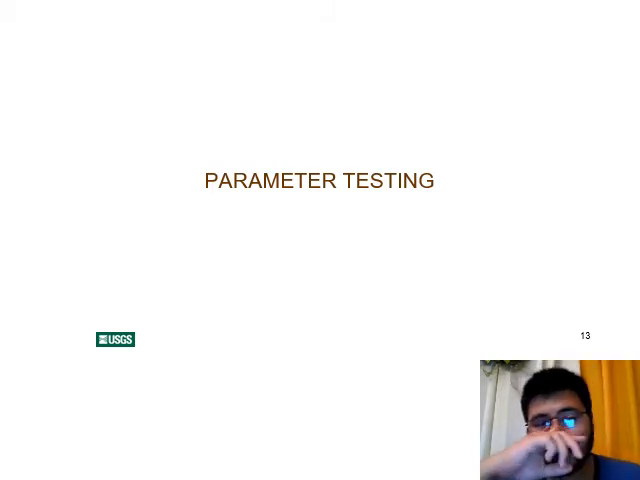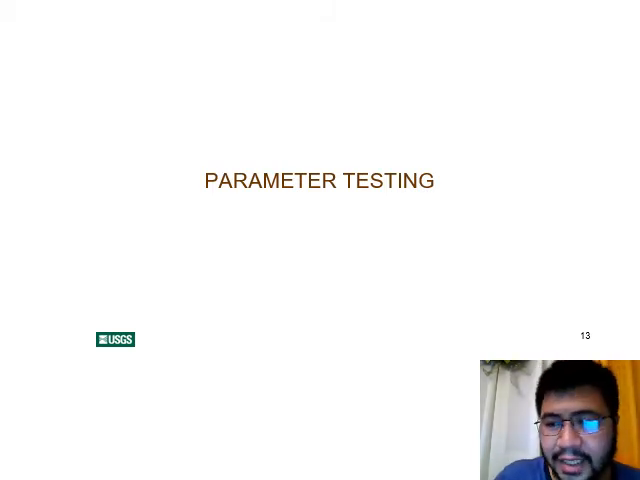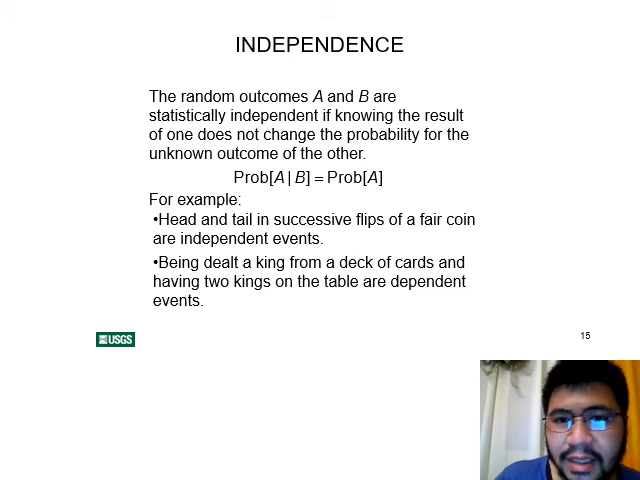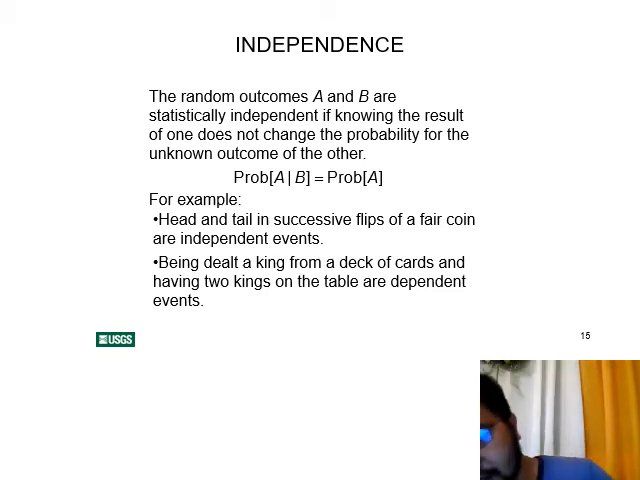So in here we actually accept the null hypothesis. Right, now let's talk about parameter testing, specifically on how to test two different means. Okay. So again, let's have a recap on what is independence.